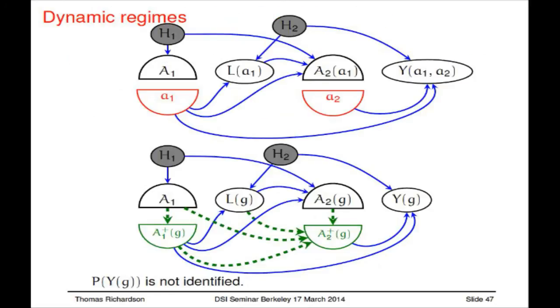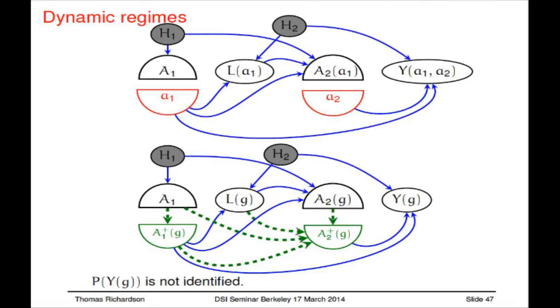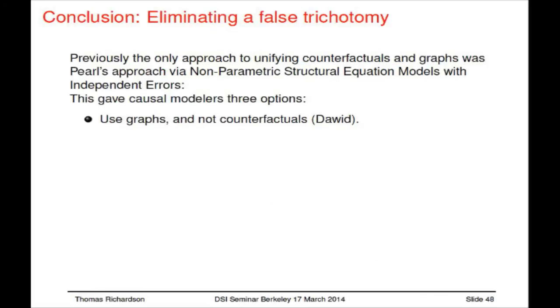So yes, there are rules that allow us to tell when a particular dynamic regime is identified or not. So in this particular case, y of g is identified, but if we were to add an extra edge here, then it would no longer be identified. Okay, so wrapping up, here's the conclusion.